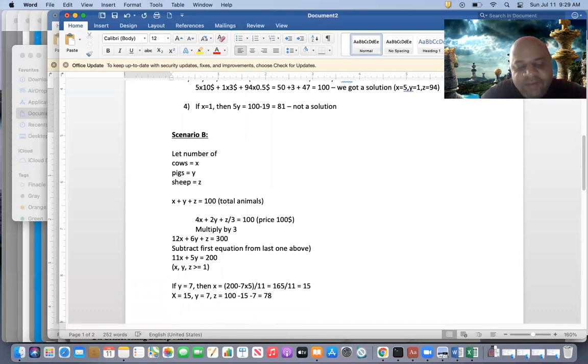Now, is it working? So what is the solution? 15 cows. Each cow is costing $4. So 15 into 4 is 60, plus 7 pigs. Each pig is costing $2. 7 into 2 is 14. 74, plus 78 sheep. Each sheep is costing 1/3 of a dollar. So 78 by 3 is equal to 26. So it is equal to 100. So we got a solution.